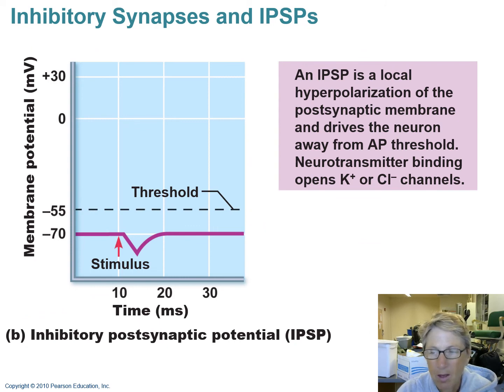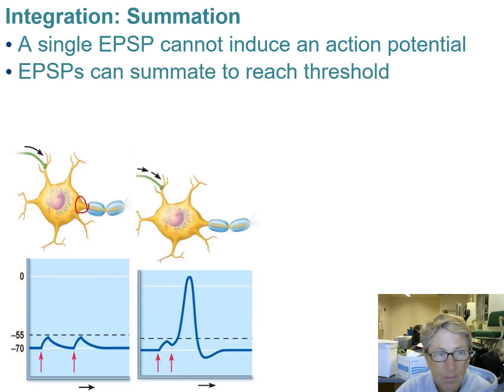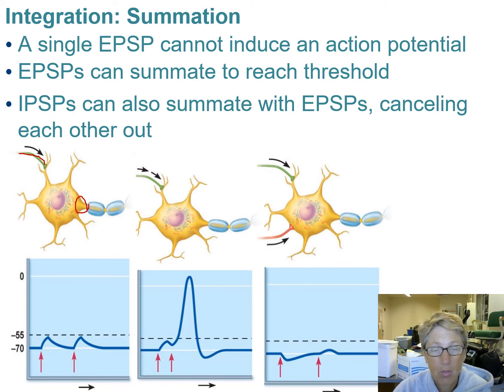And this just shows the cartoon that was in the book. So, summation, this integration. If you are a postsynaptic neuron, how do you sum all the signals that you get? This cartoon shows a single excitatory postsynaptic potential cannot produce an action potential because it doesn't get the membrane potential at the axon hillock to minus 55, the threshold potential. But these excitatory postsynaptic potentials from the presynaptic neuron to the postsynaptic neuron on a dendrite can summate to reach threshold.